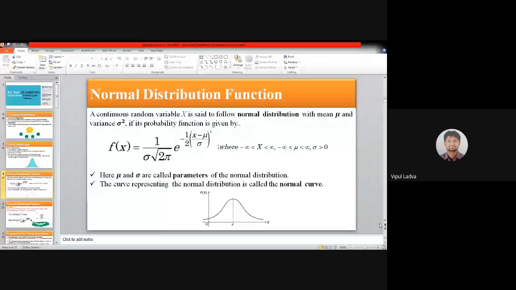So as I said, we all are aware of the function known as the probability density function for the normal distribution. Here it is: f of x is 1 upon sigma under root 2 pi, e to the power minus half, x minus mu divided by sigma, the whole square, where mu is the mean and sigma stands for the standard deviation, and these are the ranges. X can take any value between minus infinity to infinity, similar with the mean. And the standard deviation is always positive because we are taking the positive square root of the variance.